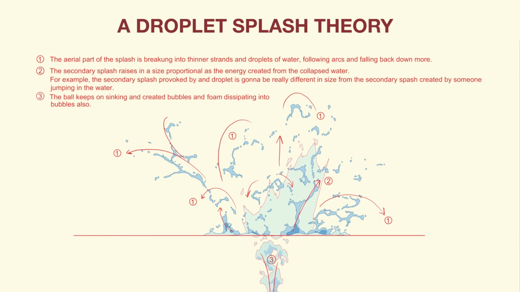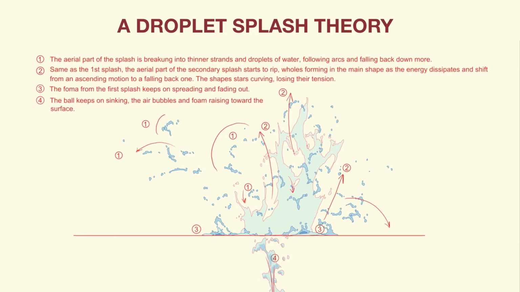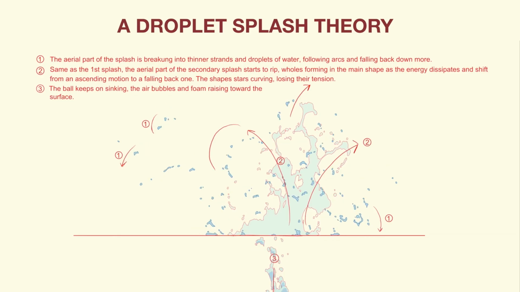This clash is going to lead to the secondary splash constituting in a smaller splash than the first one, but obeying the same physical law with a momentum when reaching the top of its curve and a fallback.